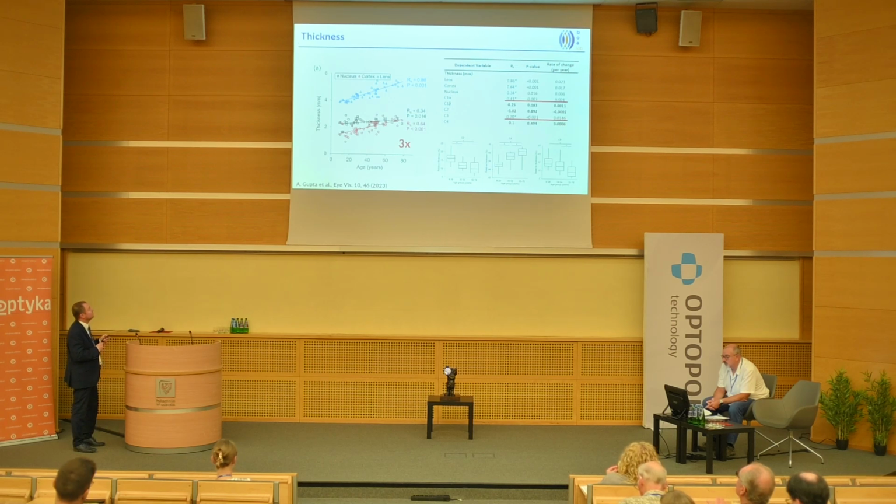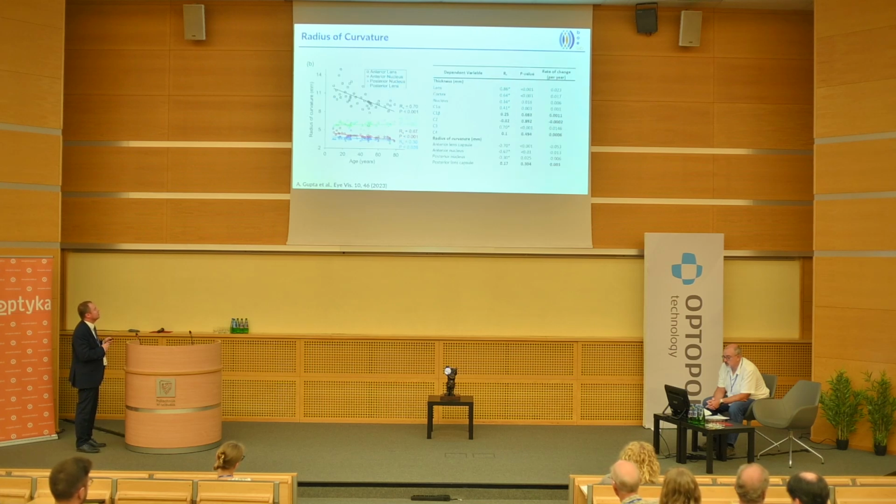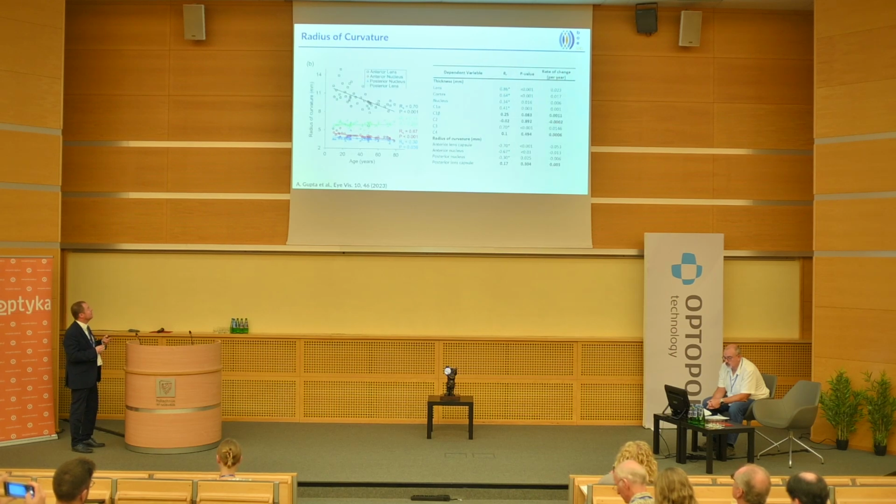But also, we can draw the conclusion. We also related the thickness of each layer to the whole lens thickness, and you can see that the contribution of the C3 layer, which is the bright layer, increases, and the contribution of the C4 layer decreases with age. And there are statistically significant changes.